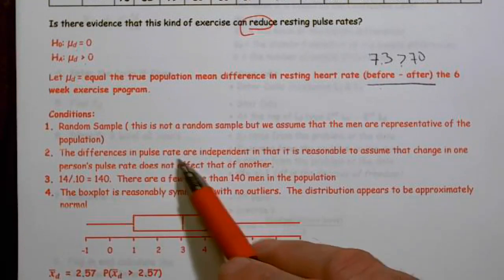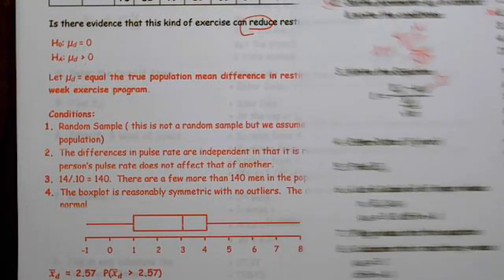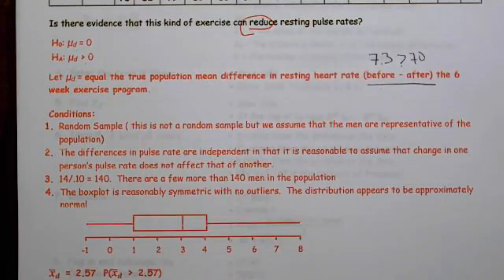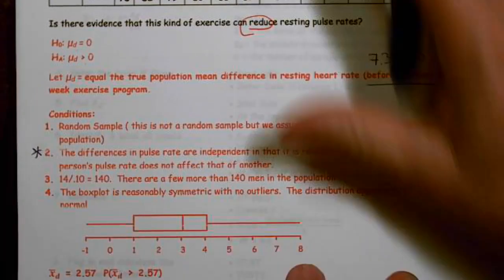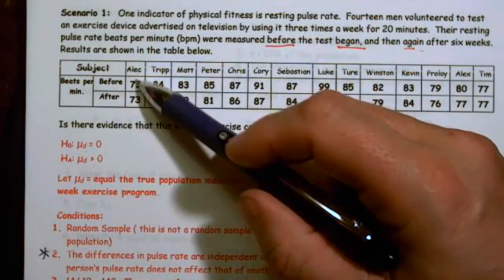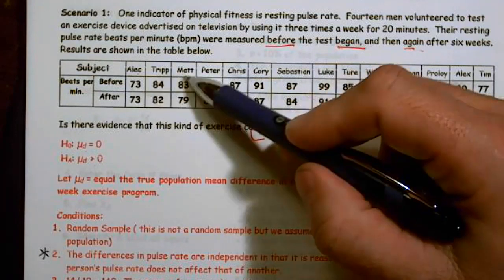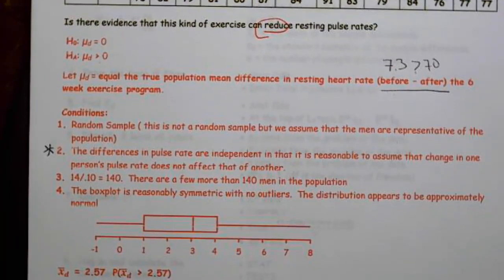All right, the differences in pulse rates are independent. That is the new condition from the recipe. That's the one you didn't see on our previous test, but differences need to be independent, and that's the new one. Now, it is actually reasonable to assume that, because truthfully, his before and after should not impact Tripp's before and after, should not impact Matt's before and after. So it really is reasonable to say that they're independent.